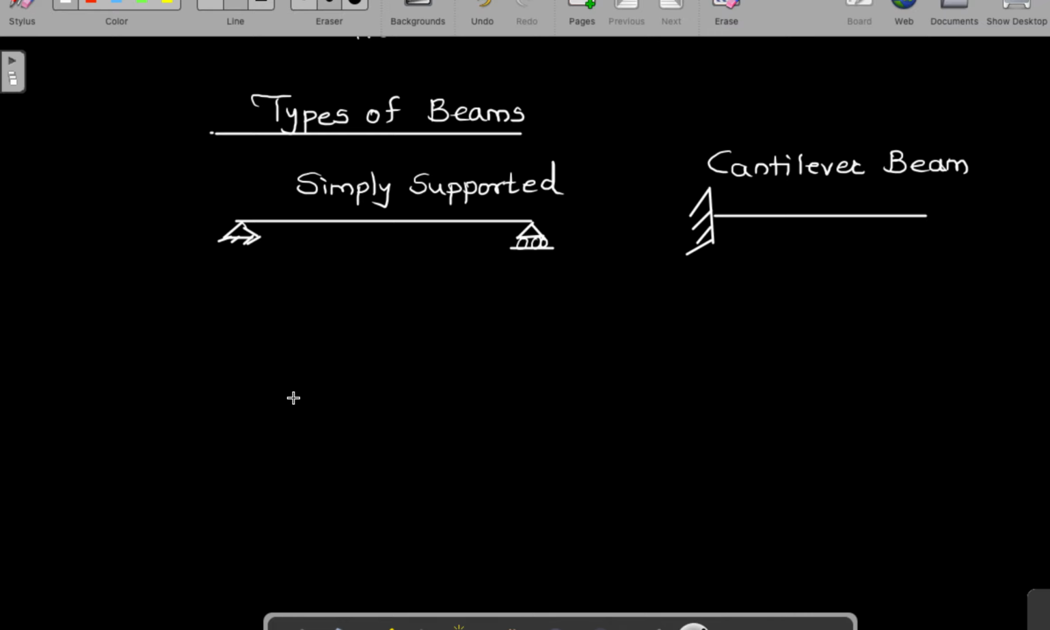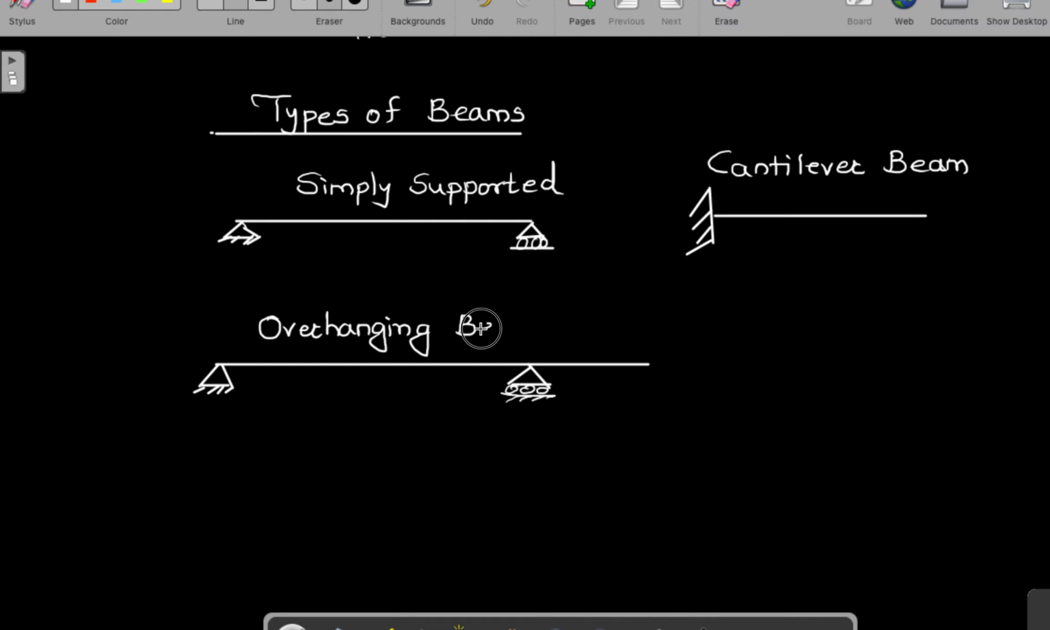Then the next beam is the overhanging beam. It is a simply supported beam only, but there is some more extension. Okay, so this is called an overhanging beam. Then there is a fixed beam. If you see the cantilever beam fixed at one end, then this fixed beam will be fixed at both ends, but this is not for strength of materials, we don't go for this. It becomes indeterminate, which we'll see in some other class.